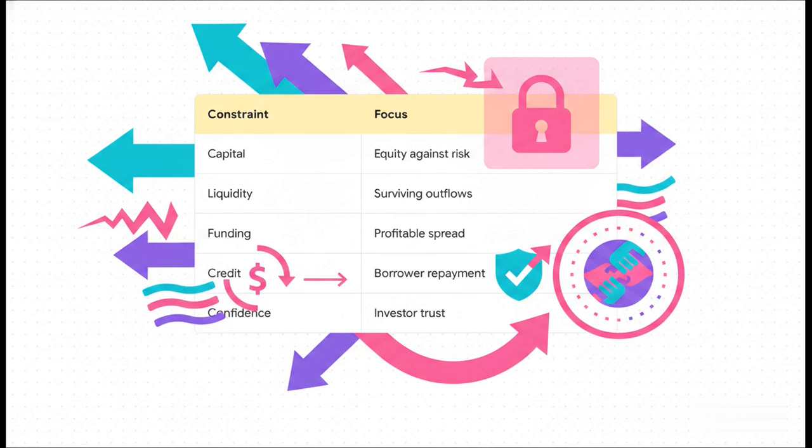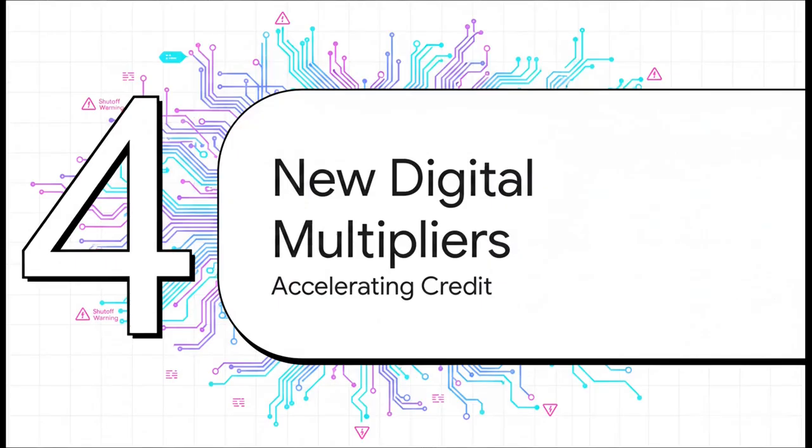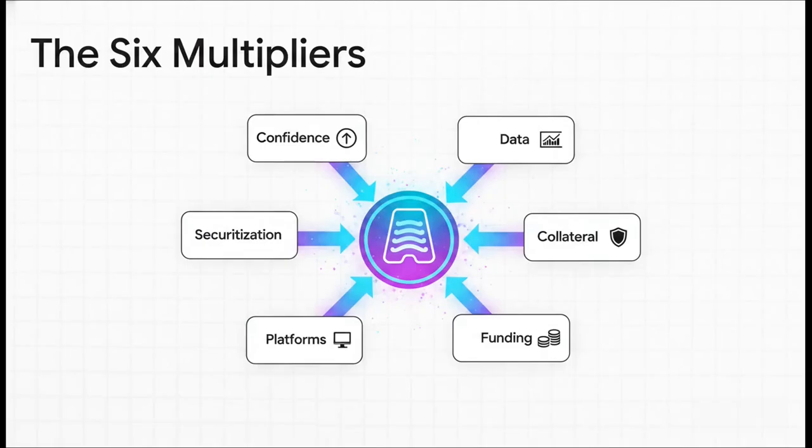Can we fund this loan at a profitable spread? Do we have enough reliable collateral? And maybe most importantly, will our depositors and investors actually maintain confidence in us? This entire stack dictates if a bank's balance sheet can actually survive carrying that new loan. Part 4, 6 new digital multipliers. As finance has digitized over the years, we've developed an incredibly interconnected web of new multipliers that dictate the blistering speed of this entire system.